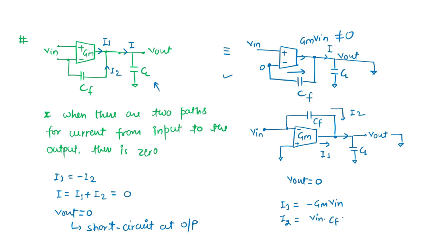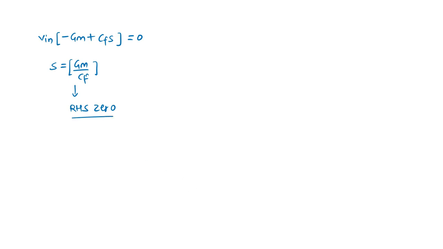V in CF S. Okay, so what it means, I1 plus I2 equal to 0 means there is a zero, what I call minus Gm V in plus V in CF S equal to 0. So from here what we'll see, if we take V in common, CF S equal to Gm. So S equal to Gm by CF. So there is a right hand side zero on the s-plane. So this is the way of calculating the zero.